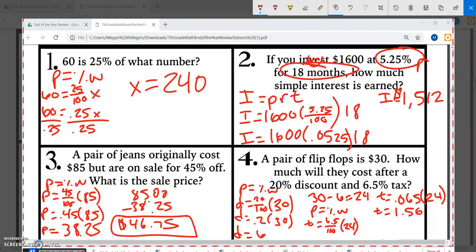So the total, the new price plus that tax, gives me $25.56. Oh, you can't see that. $25.56.